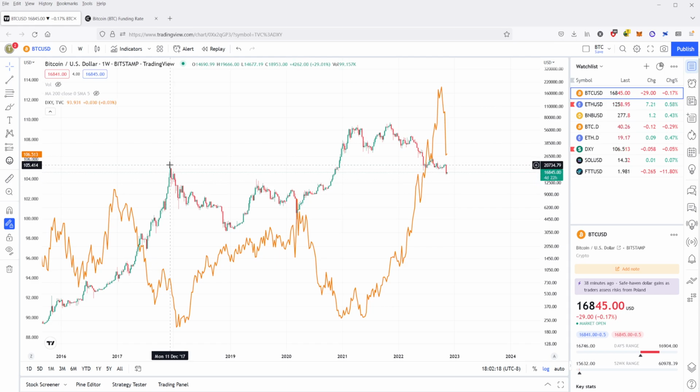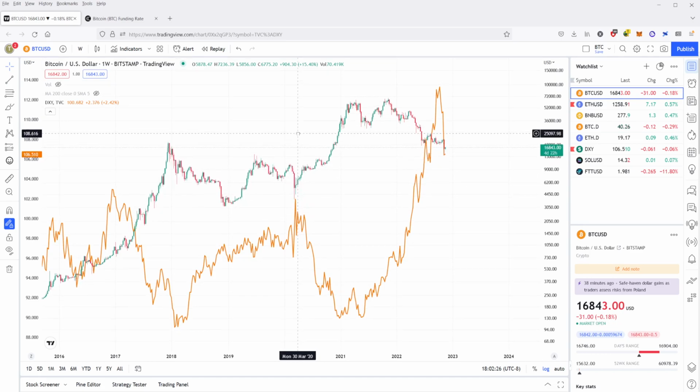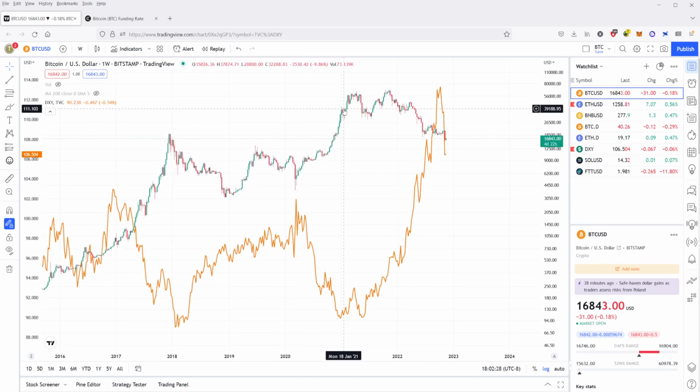We can see here that we have the top of the 2018 bull market. That corresponded with a low in the dollar index's price. We take a look at what happened here in 2021. That corresponds with another low of the dollar index's price. And then we can see the dollar index coming up and going on this massive run from down here at about 90 all the way up to about 113 or so.